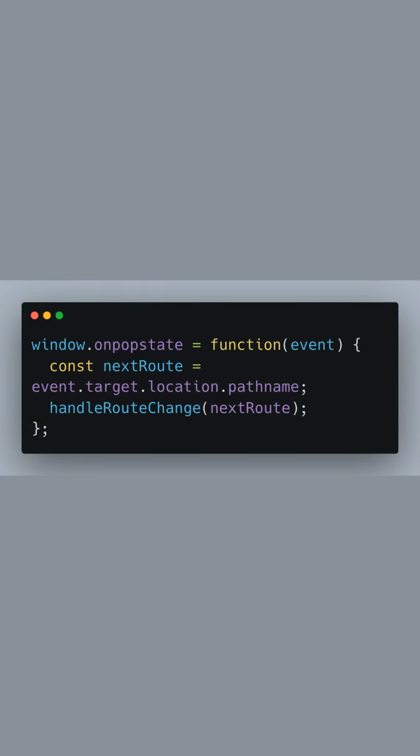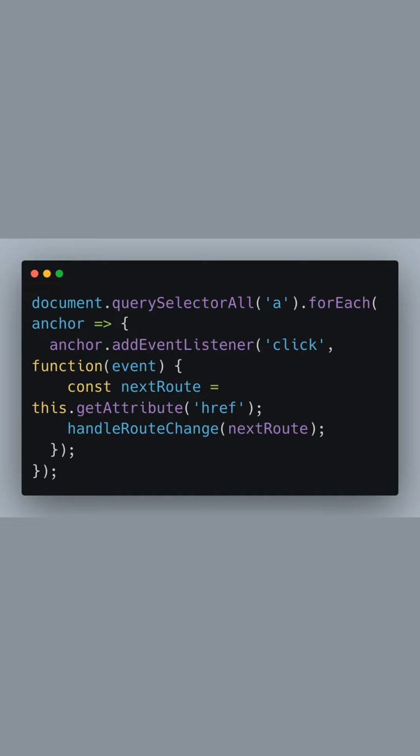In this scene, we assign an event handler to the window's onpopstate event. This event is fired when the active history entry changes, such as when the user clicks the browser's back or forward buttons. The handler function extracts the pathname from the event's target location, which represents the next route the user is navigating to. We then call handleRouteChange with this next route, ensuring that data needed for the next route is prefetched.